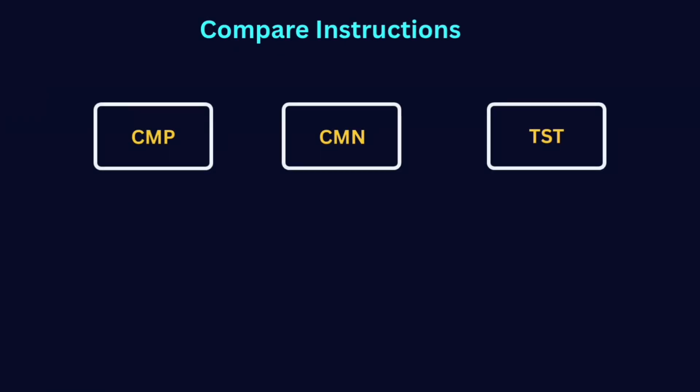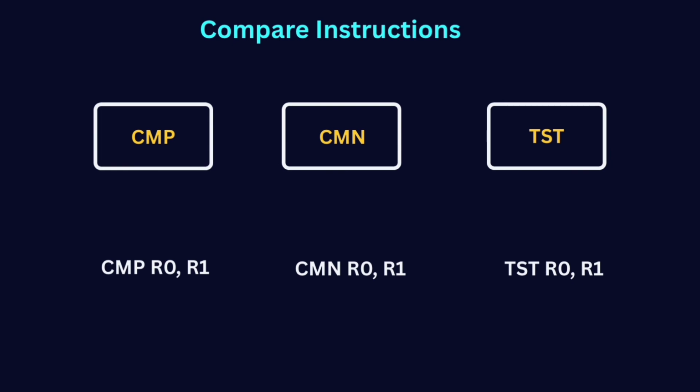Another common question is about compare, negate and test bits. These instructions never use the suffix S. The reason is simple. Unlike arithmetic instructions, these instructions exist only to update the condition flags. They don't store a result in a destination register. Therefore, there is no separate flag setting version. Simply write CMP R0, R1 without adding an S.